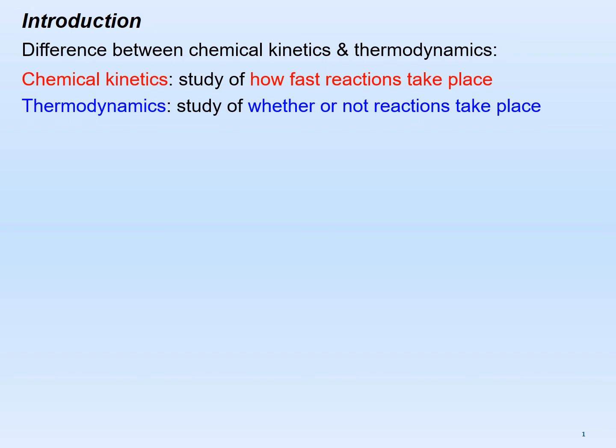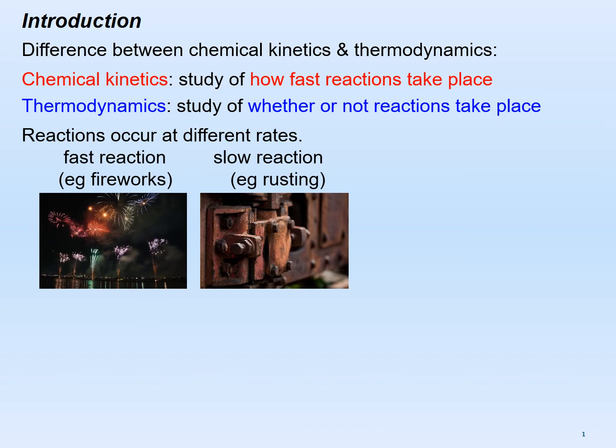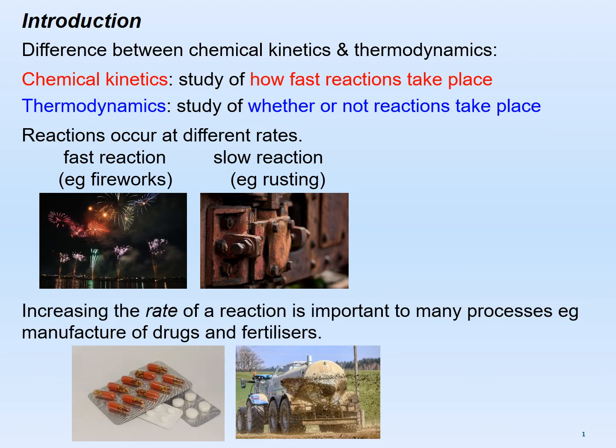Chemical reactions, such as the metabolism of food to provide energy for human activities and the burning of fuel in vehicle engines, occur at different rates or speeds. Rates of chemical reactions range from fast, such as in fireworks, to slow, such as in rusting. Increasing the rate of a reaction is important to many processes, for example, in the manufacture of drugs and fertilizers.